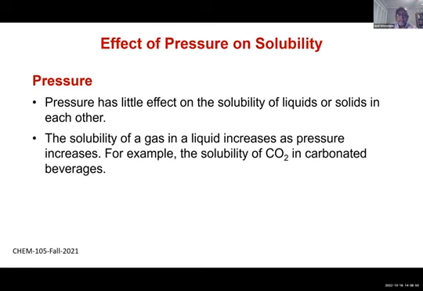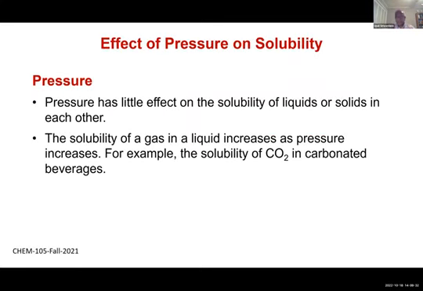The solubility of a gas increases as the pressure of the gas above the solution increases. For example, the solubility of carbon dioxide in carbonated beverages increases. That's how you produce carbonated drinks, carbonated water. Put the carbon dioxide on top of the liquid and increase the pressure. Then the carbon dioxide goes into the water, producing carbonated water.